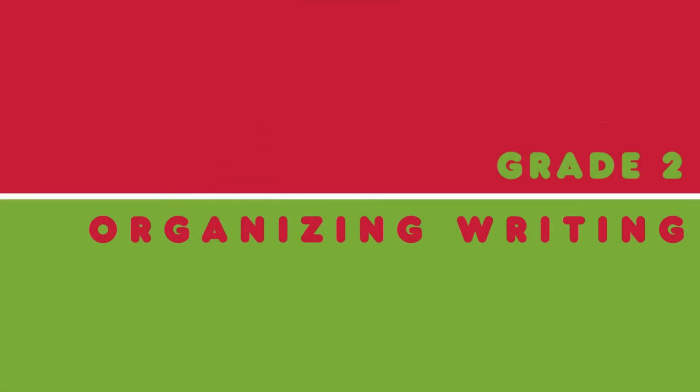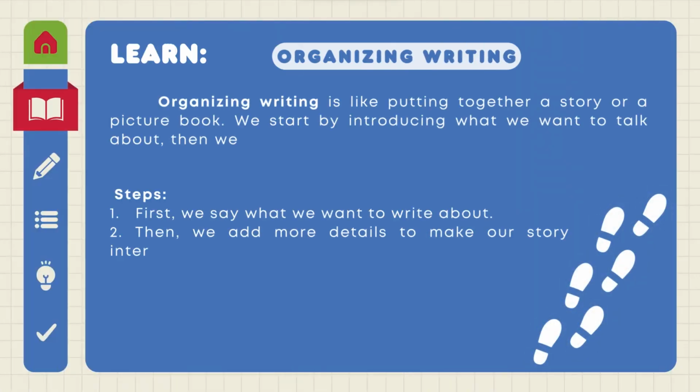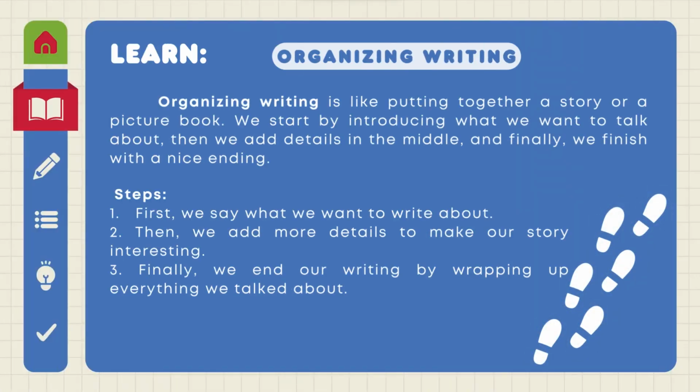Grade 2 Organizing Writing. Organizing writing is like putting together a story or a picture book. We start by introducing what we want to talk about, then we add details in the middle, and finally, we finish with a nice ending.